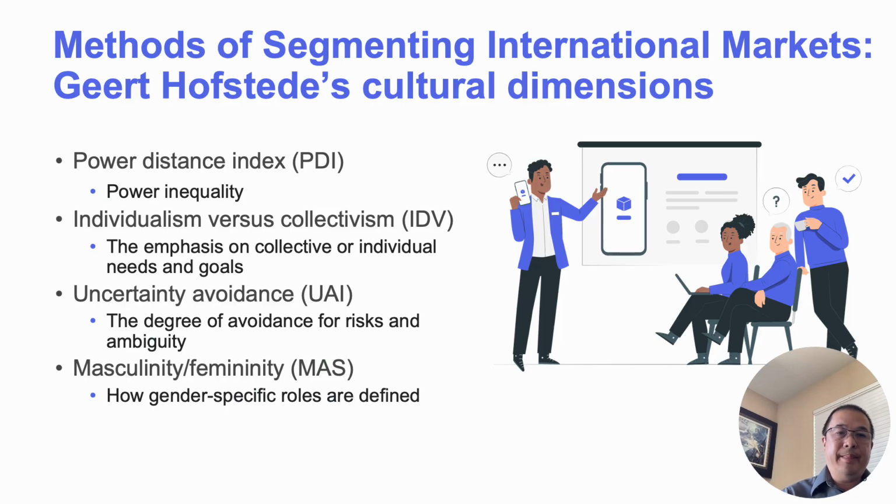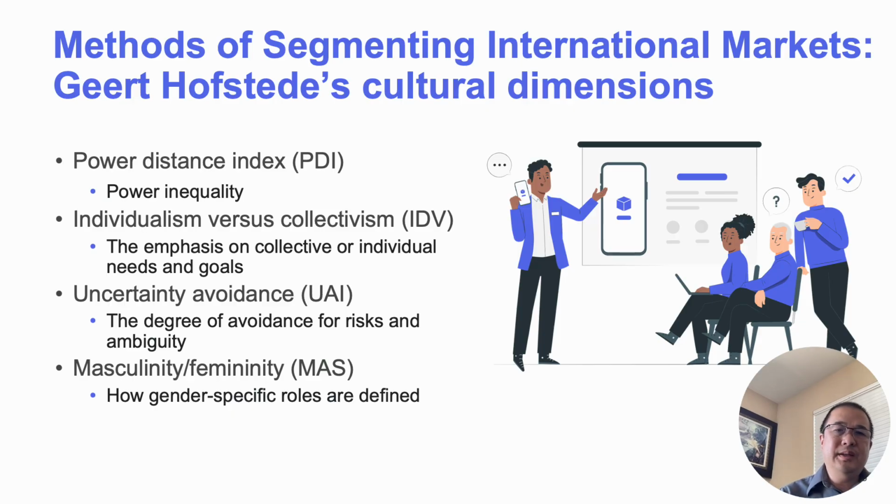With low UAI, people are more comfortable with change, innovation, risk-taking, and flexibility. Examples include Singapore and Denmark. For example, in high UAI countries, companies highlight warranties, guarantees, and product reliability. In low UAI countries, companies may emphasize innovation and trying something new.